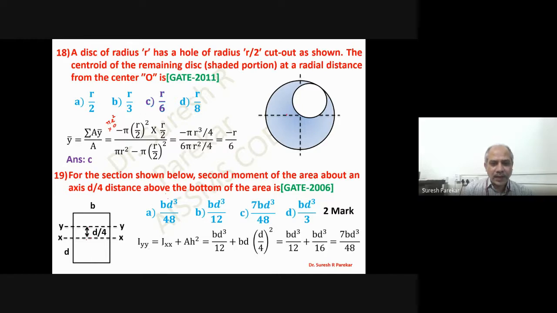So Iyy we have calculated and we got this value as 7 BD cube upon 48. So this is d by 4 distance from neutral axis we can say, or I can say from xx. And there we have to find out the second moment of inertia, that I can mention at, we are interested to determine moment of inertia at yy. And we got this value, that is we have to just shift it, that is Ixx plus a into h square, and h we have d by 4. And then from this we will get 7 BD cube by 48. So we have C answer again.